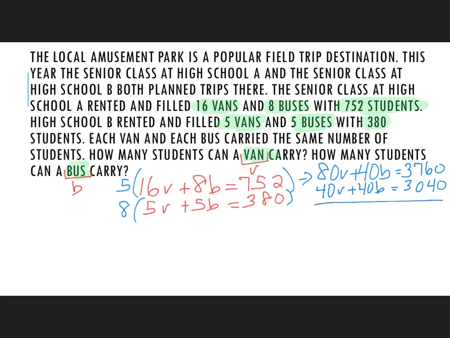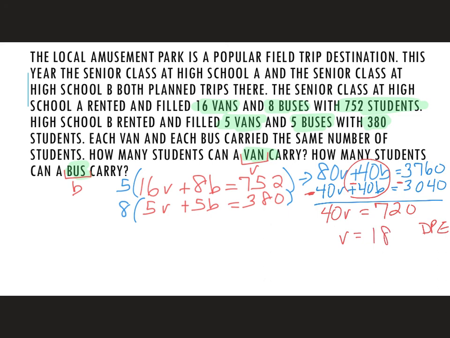So that means I'm going to turn all of these into negatives because I'm subtracting it. Negative, negative, negative. So I end up with 40V equals, because my B's are going to cancel, 3760 minus 3040, which gives me 720. I'm going to use my DPE. Remember, you guys can use a calculator for this. So I get V equals 18.